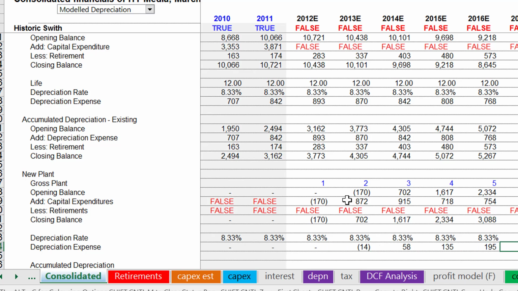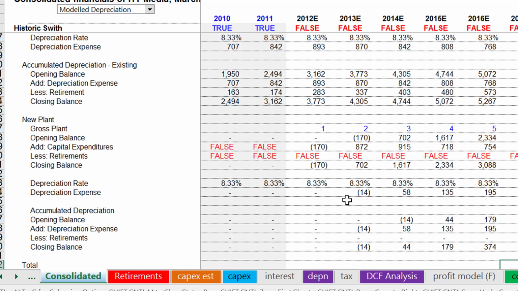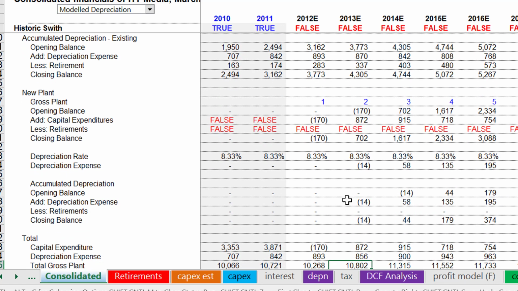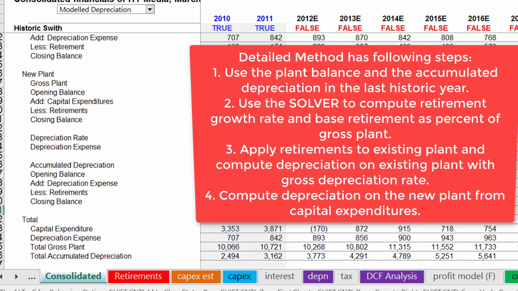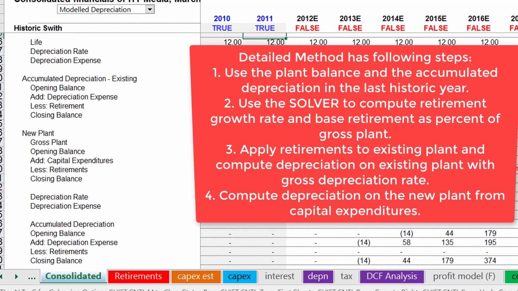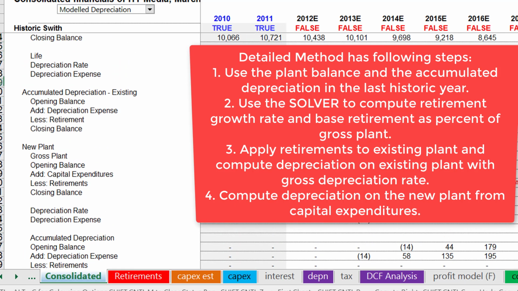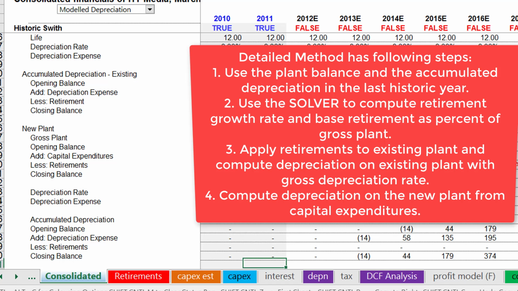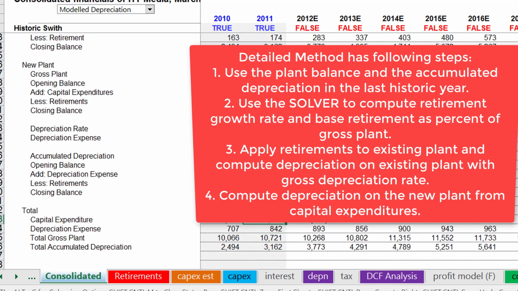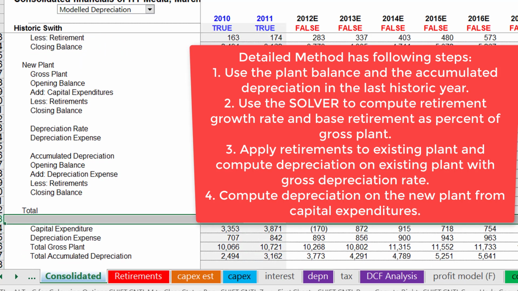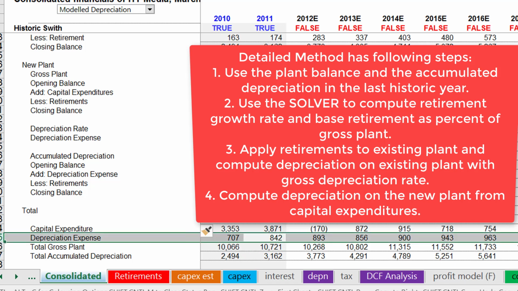And then we get the depreciation on the new plant, and then we can get the accumulated depreciation on the new plant, so it looks a lot longer, and then we get our total depreciation, which had better be the one up here, this 108. That's good.